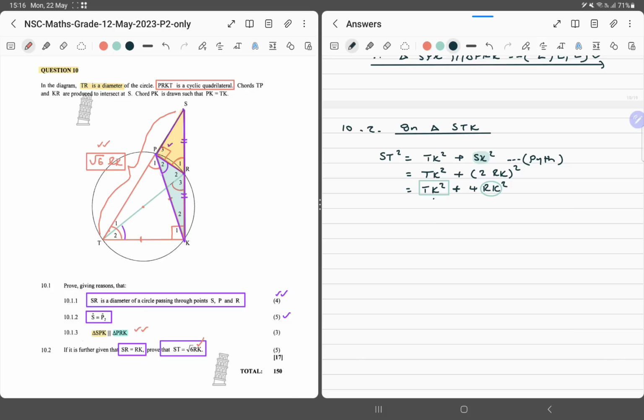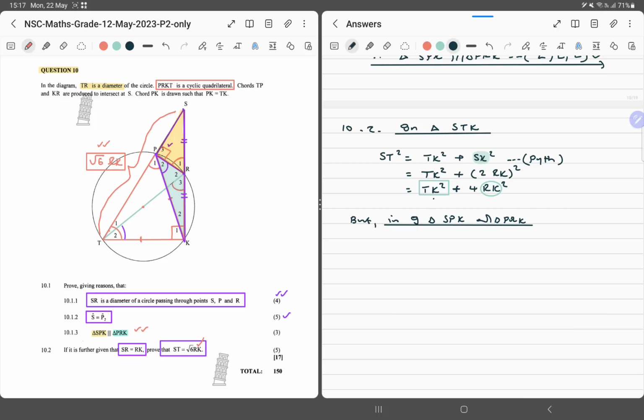But now, PK is the common side to this triangle, the green one, and the purple outlined triangle, the one that we outlined purple. So if we have a common side, then we can use our ratios of similar triangles. So we know that, in triangles SPK and PRK.